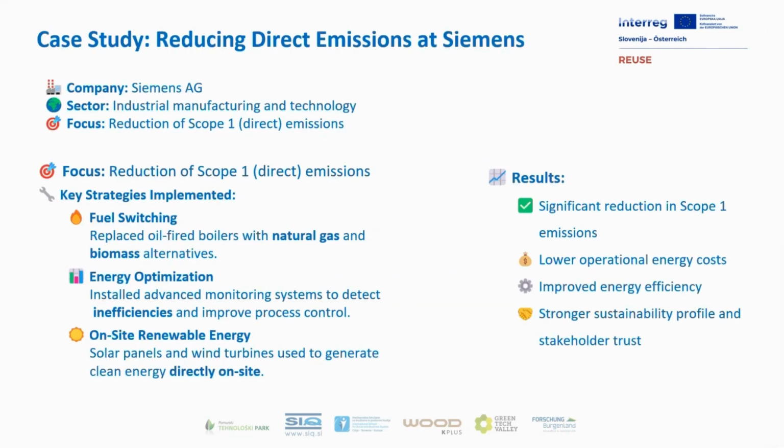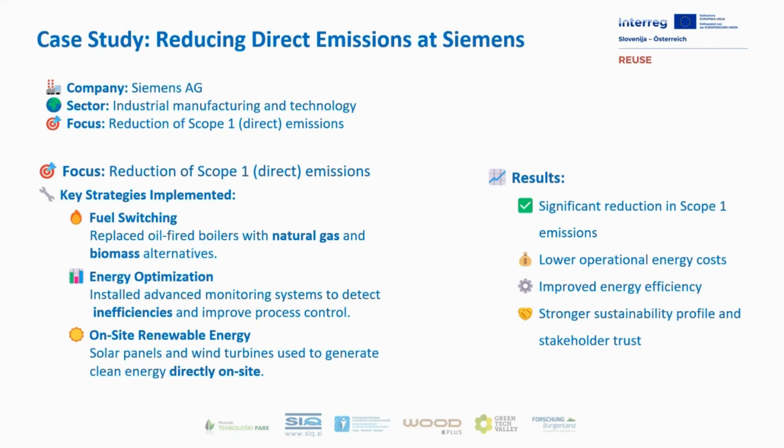So let's look at a real-world example of how this works in practice. I took a case study example of Siemens. Siemens is a global industrial technology company that has taken significant steps to reduce its Scope 1 emissions. They've implemented a comprehensive energy management system across their production sites, focusing on three key areas. The first one is fuel switching, replacing all fired boilers with natural gas and biomass alternatives.